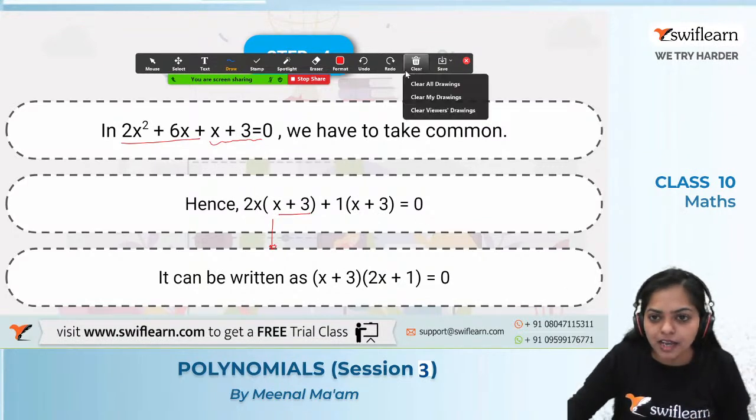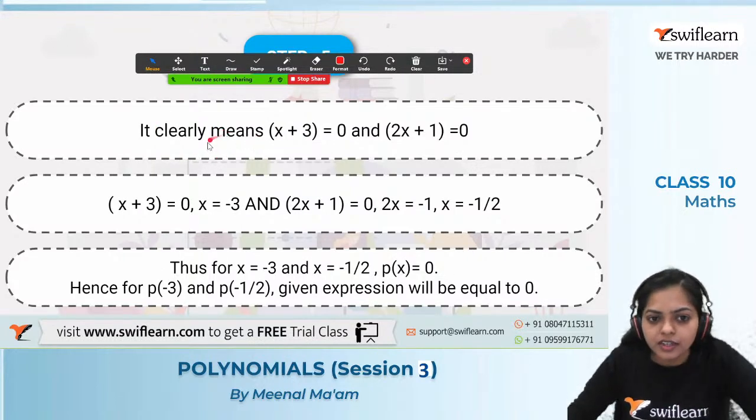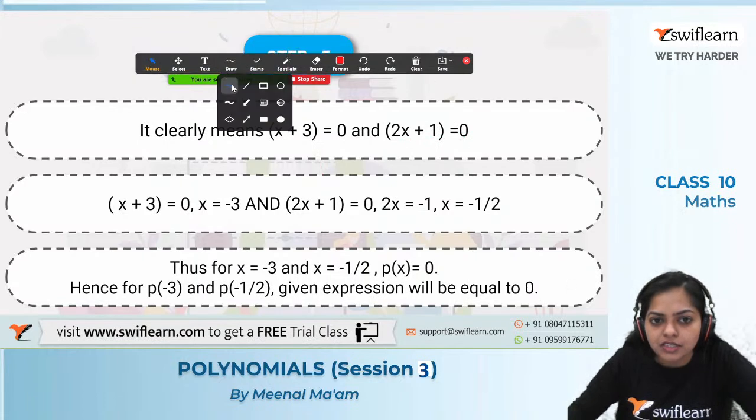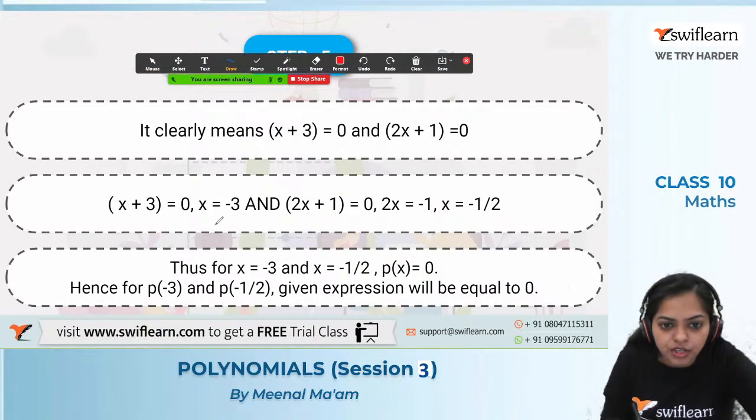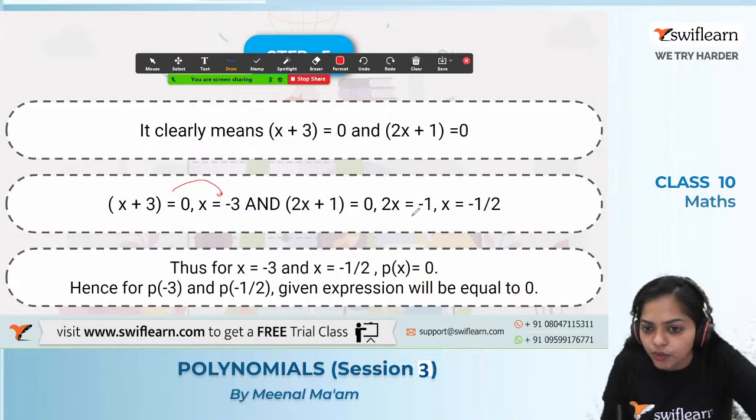Got it, everyone? Okay. Let's move on further. So this means x plus 3 is equal to 0 and 2x plus 1 is equal to 0. And this surely means that x plus 3 is equal to 0, so x equals minus 3. So we will get x equals minus 3 and 2x plus 1 is equal to 0. So we will get 2x equals minus 1, which means x is equal to minus 1 by 2.